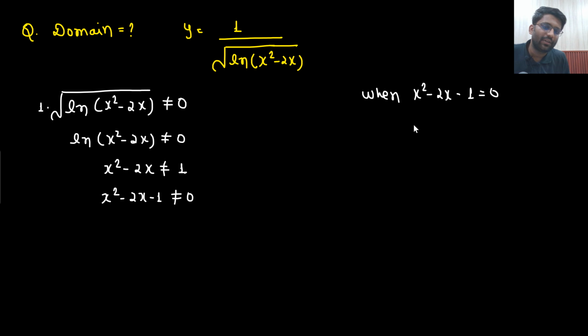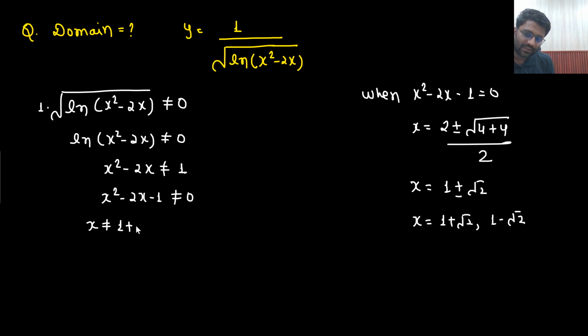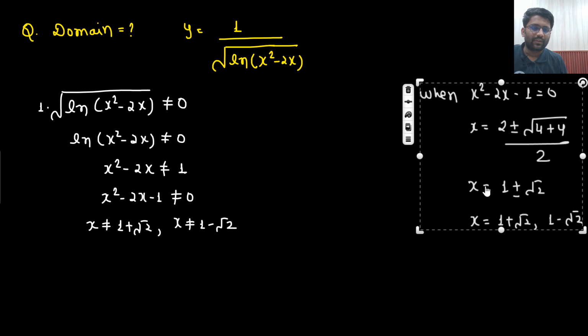So when will it become 0? When your x is minus b plus minus under root b square minus 4ac upon 2a. Say yes or no? Right? So when your x is 1 plus minus, this is 8 and this is 4, 1 plus minus under root 2. So when x is 1 plus under root 2 or 1 minus under root 2, then there is a problem. That means x should not be equal to 1 plus under root 2 and 1 minus under root 2. This is the first condition we have got. So this is some rough work we have done.